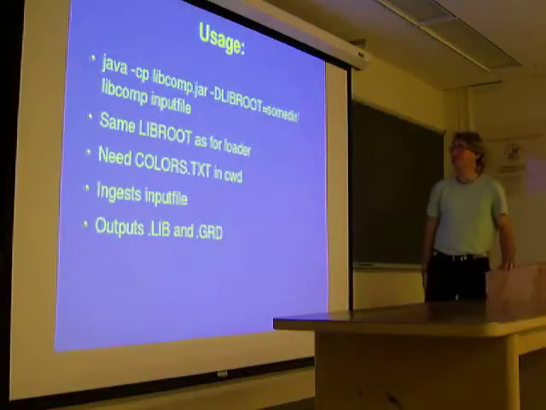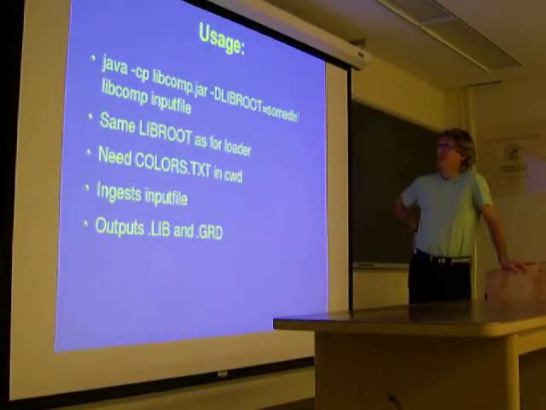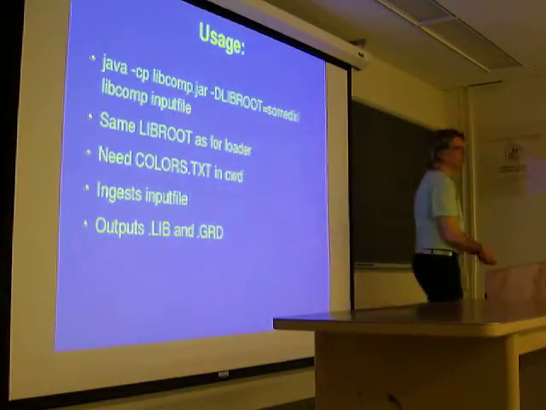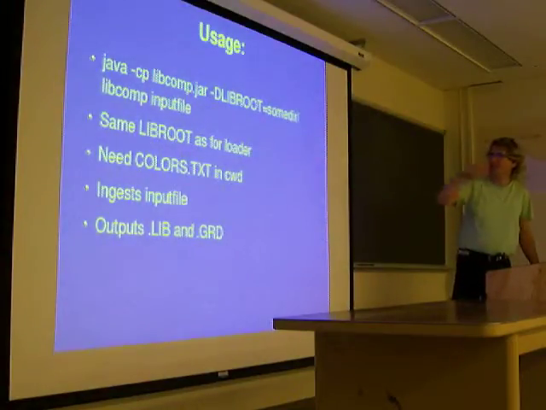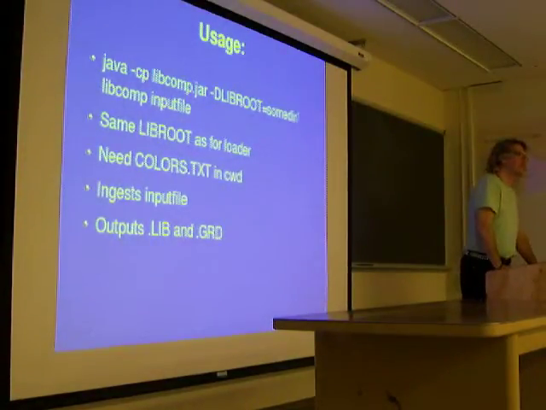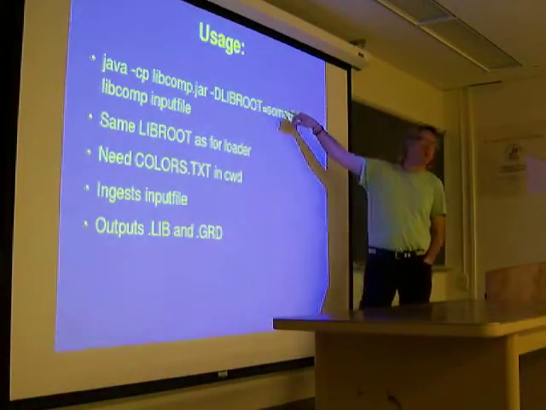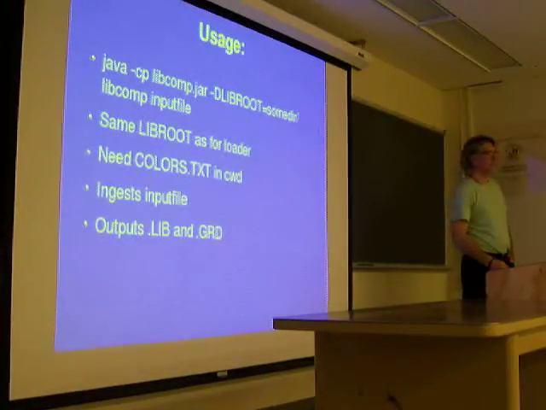There's another file, colors.txt, which you need to have in your current directory, and I'll post a sample one of those. Again, it takes in an input file and outputs two things, a .library and a .grid. The library file is also stored into this libroot directory, so as soon as you compile your file, the library is automatically available in the loader, but it also puts them in your current working directory.